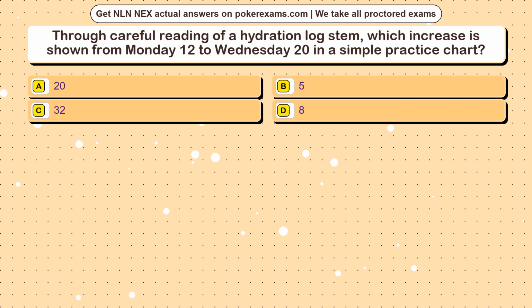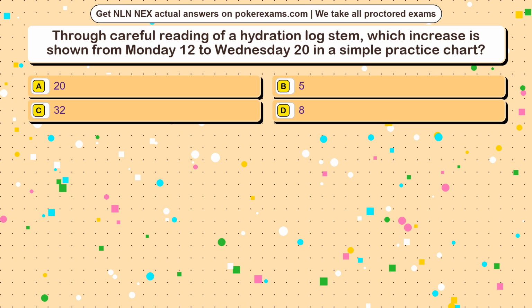Question 25. Through careful reading of a hydration log stem, which increase is shown from Monday 12 to Wednesday 20 in a simple practice chart? Option A, 20. Option B, 5. Option C, 32. Option D, 8.